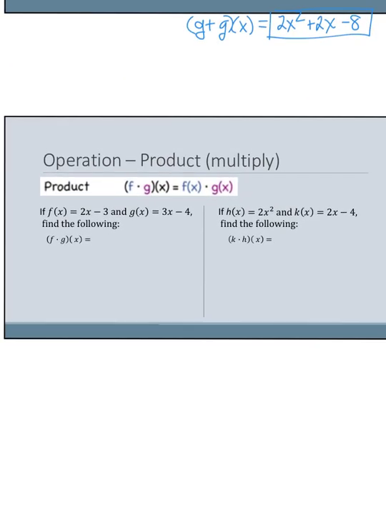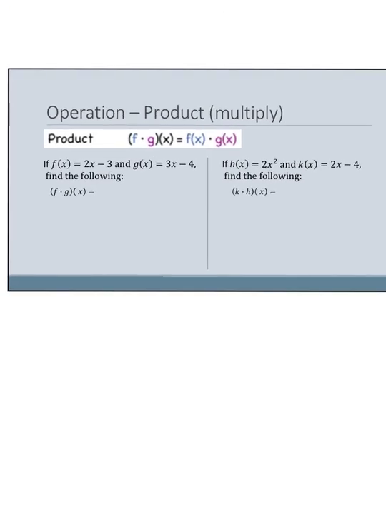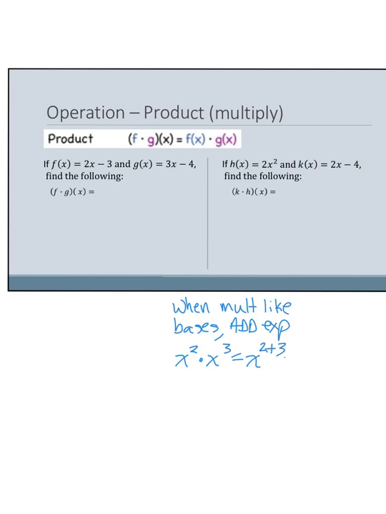Then let's look at multiplying. When multiplying, you just have to be careful because you're changing rules. Your rules for multiplying like bases: you are going to add your exponents. For instance, if I have x squared times x cubed, that's equal to x to the 2 plus 3, which is x to the 5th.